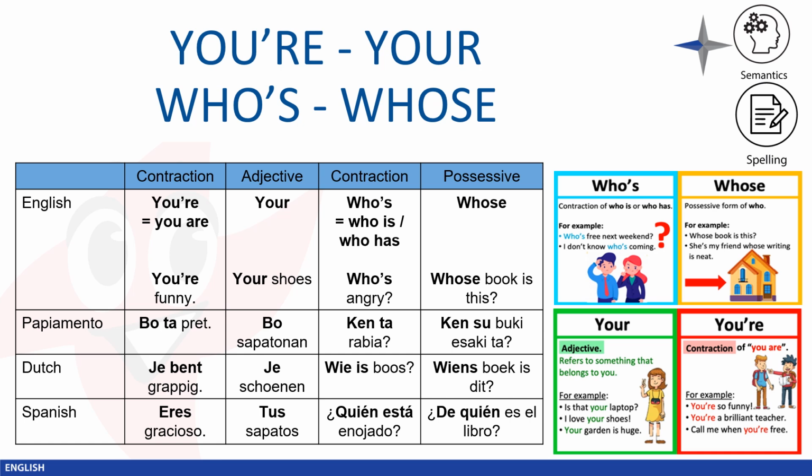It's the turn of these words. Right, in English, you're is a contraction: you are. And your is an adjective, for example, your shoes. Who's is a contraction again. And then whose, without the apostrophe S and the E at the end, means whose book it is. And then we see what we mean with Papiamento, Dutch, and Spanish.